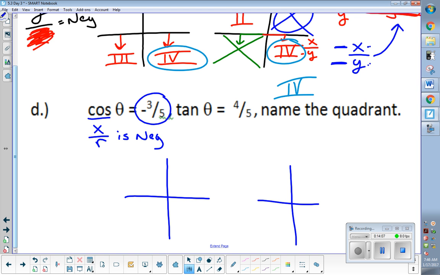And here it says tangent is 4/5. So y over x is positive. That's what it's telling me. So whoever's running the classroom, please hit the pause button on this video and see if students can figure this out on their own.